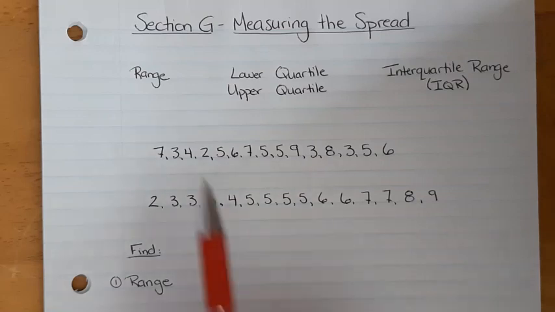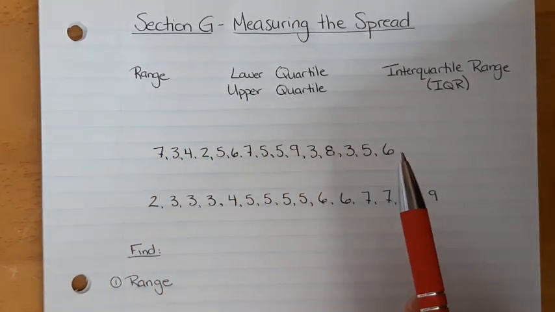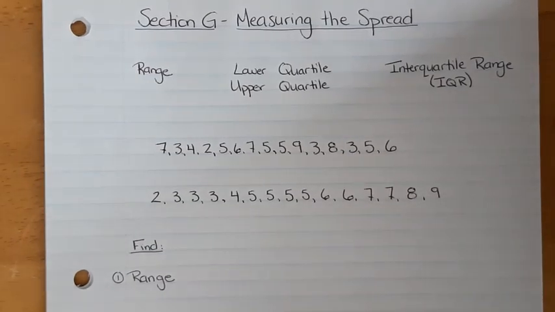You have to do that when you're finding the range, the quartiles, interquartile range, or even the median for that matter. You have to make sure that all of your data is in order.